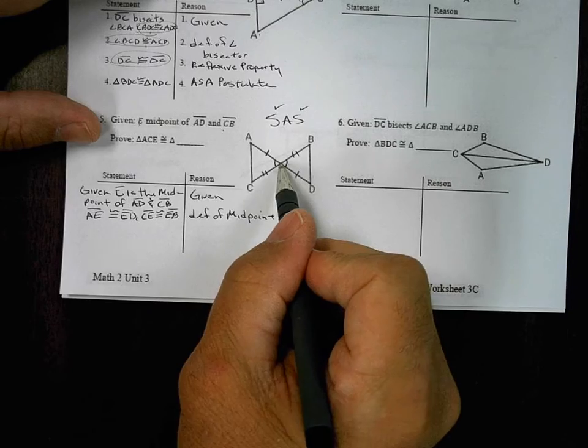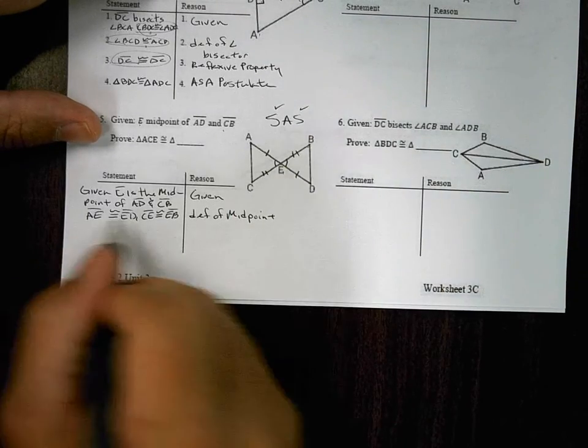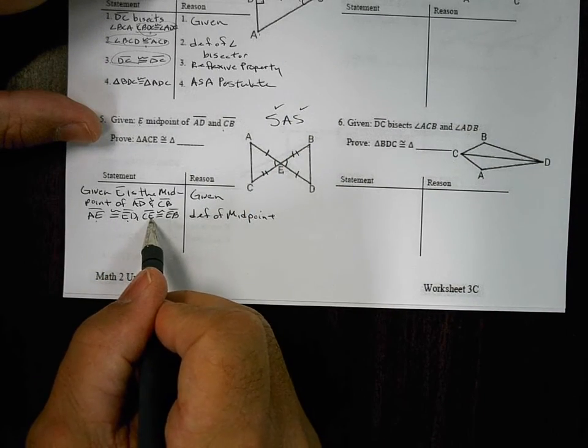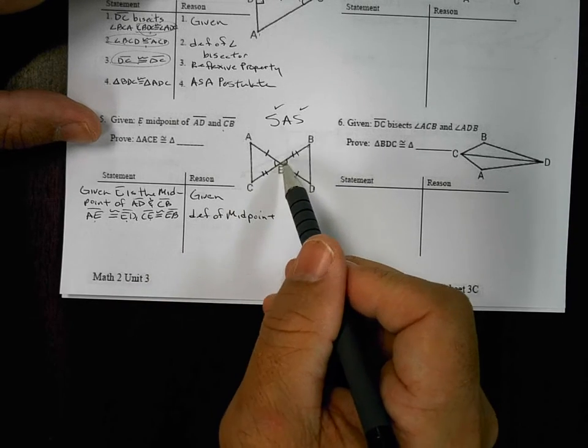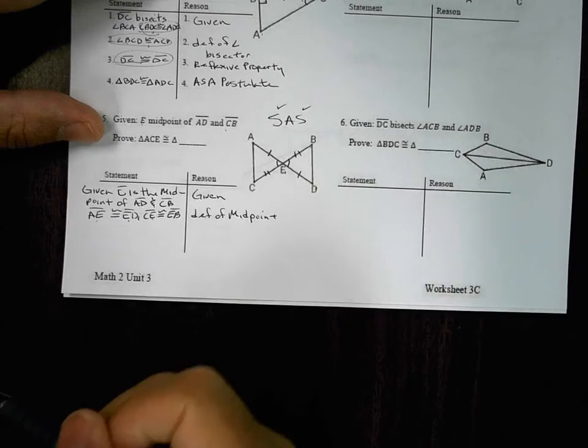The fact that they told us that E is the midpoint of AD and CB gives us the 2 sides. AE is congruent to ED and CE is congruent to EB, because E is the midpoint of both those line segments.